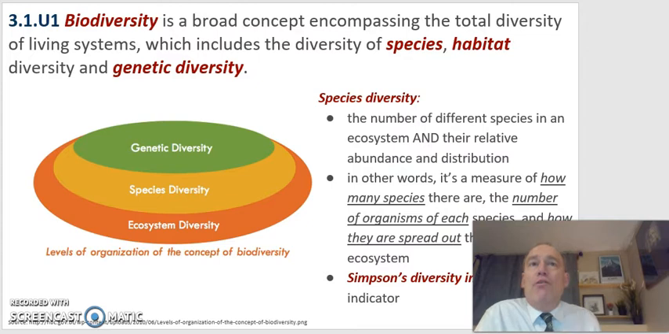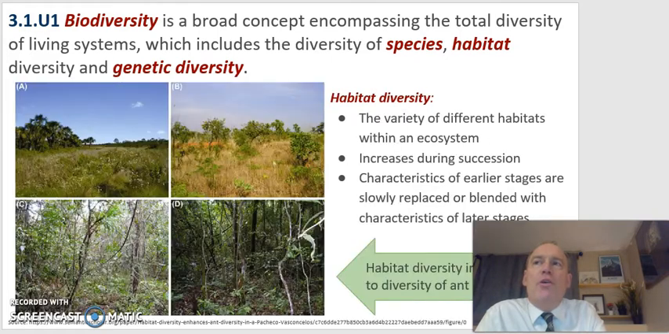In terms of biodiversity and species, the number of different species in an ecosystem and their relative abundance and distribution is important. In other words, it's a measure of how many species there are, the number of organisms of each species, and how they are spread out through the ecosystem. And Simpson's Diversity Index, which we've looked at, is a good indicator of species diversity within an ecosystem.